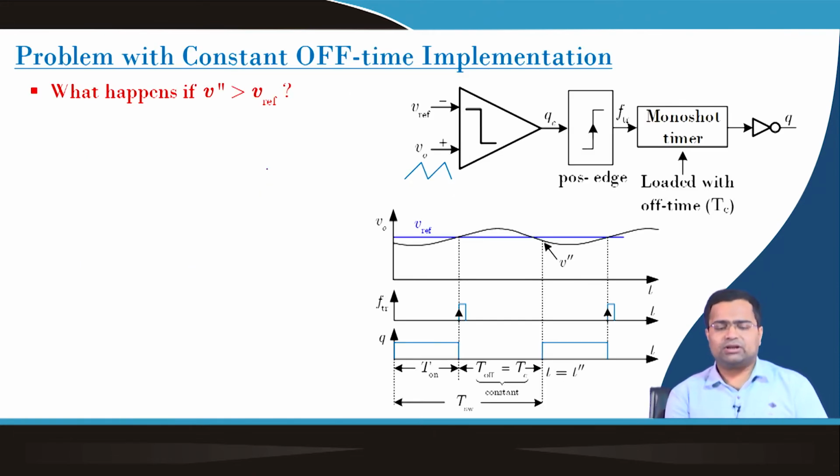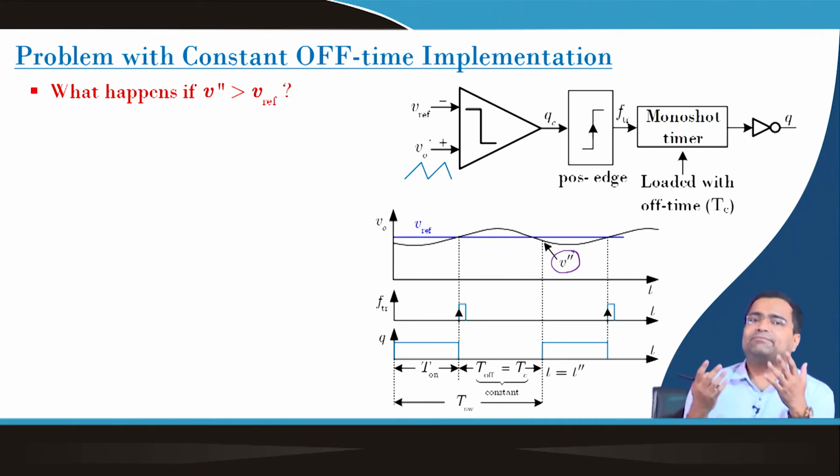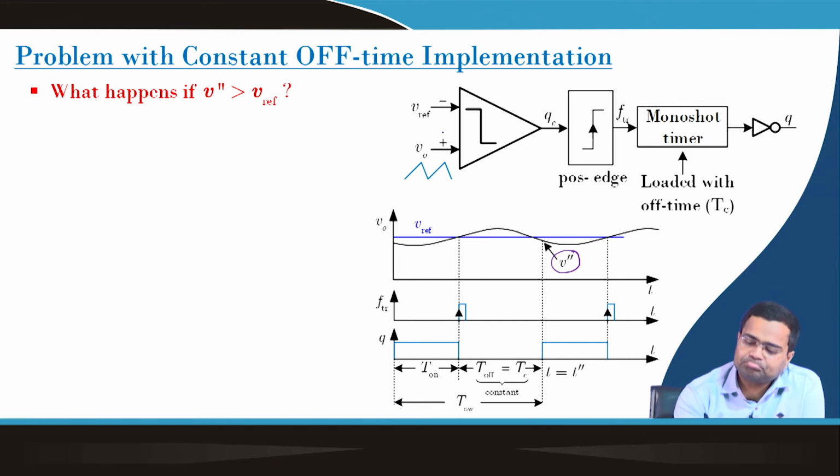Again, similar to constant on time, constant off time also has an off time problem. What is the logic here? Let us consider this V double dash, and suppose we want that when the switch is on, the output voltage should be lower than the reference voltage. If the output voltage is lower than the reference voltage, then this comparator output will be low.